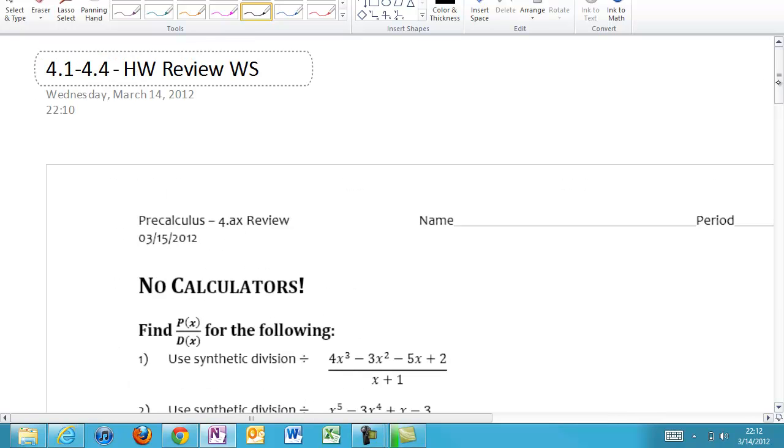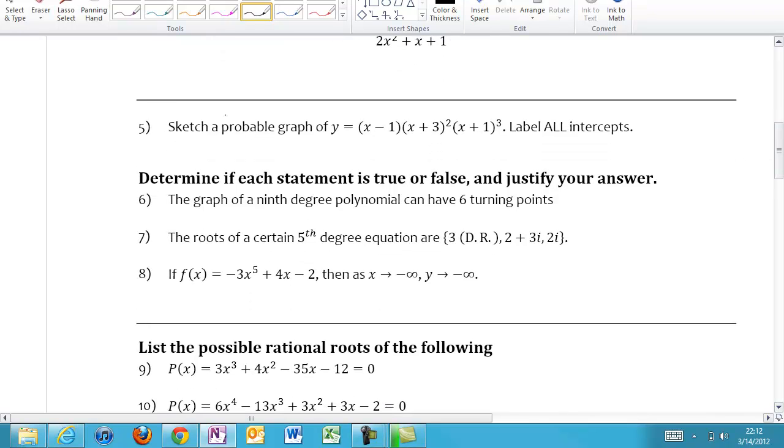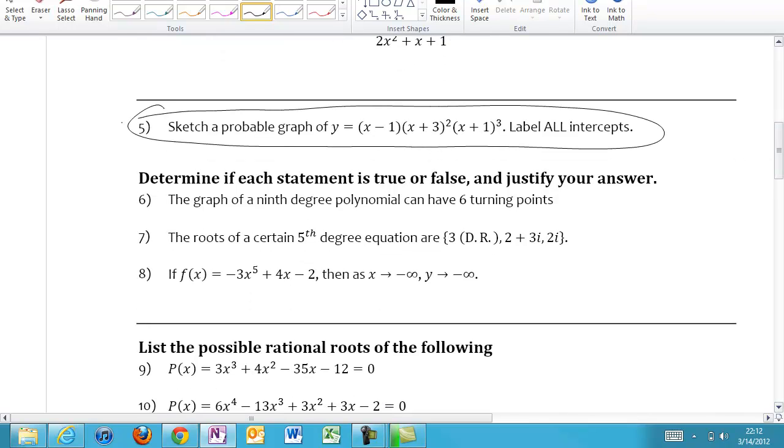This video is going to go over one problem on the review sheet for Chapter 4A. We're going to look at number 5, sketch a probable graph of this. This question is a little bit more difficult than it might look. I know right away that we have 1 as a root, -3 as a double root, and -1 as a triple root. There's meaning behind that, and it's more complicated than just putting them all there.